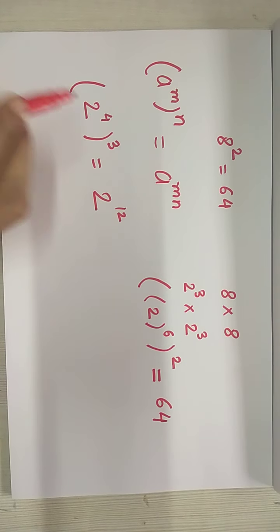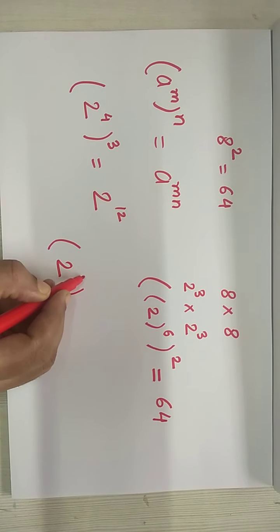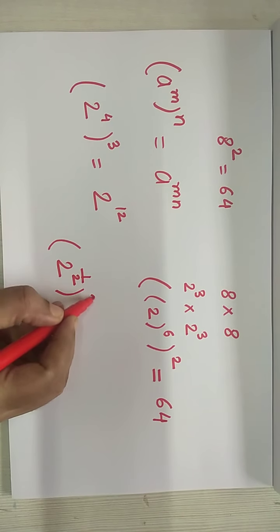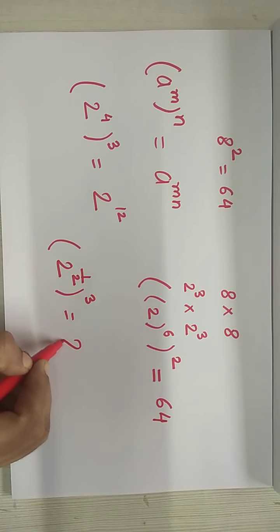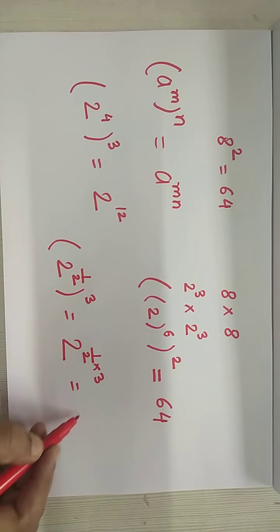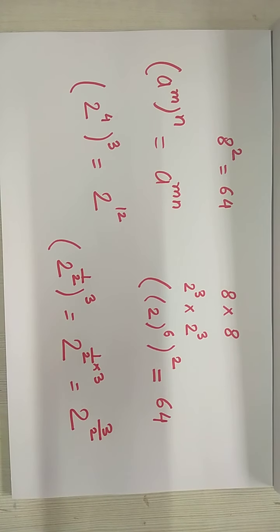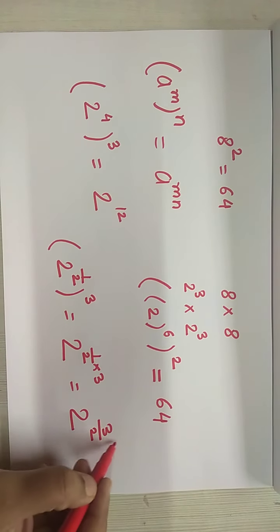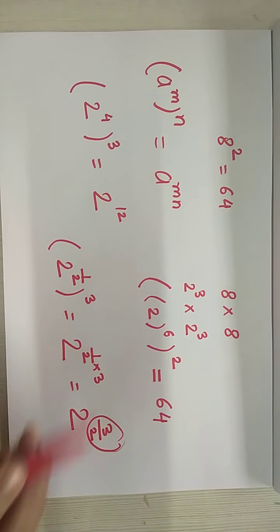Yes. Now what I'm going to do is I'm going to use an index power now. 2 raised to 1 upon 2 raised to 3. Now use the same index rule. This will be 2 raised to 1 upon 2 into 3, which will become 2 raised to 3 upon 2. So this is how we are going to learn. We are going to split this rational number in two parts like this. Let's take more examples, children. If this is not clear, we'll take more examples.